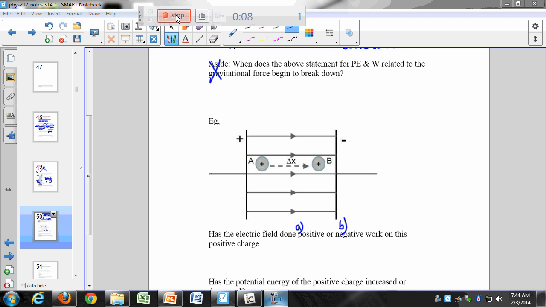So has this electric field done positive or negative work on this positive charge? Positive or negative? Just hang on. If you miss a few questions, it's not a big deal. In fact, I don't think we're going to do a whole lot of questions today. All right. Just a few more seconds.